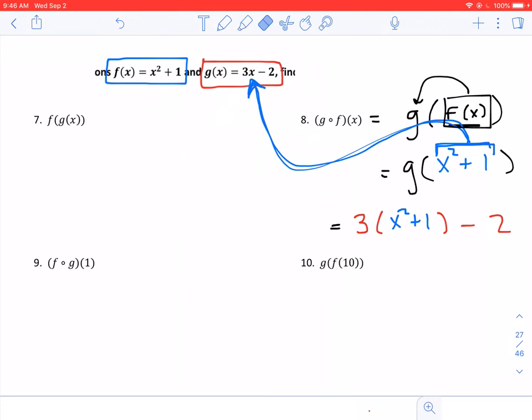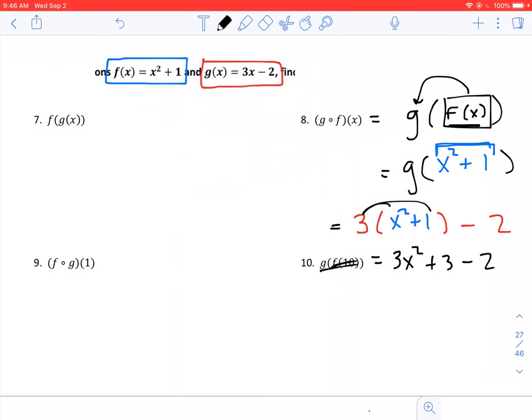Cool. So what do we get? Well, if we distribute, we're going to get 3x squared plus 3, not forgetting the minus 2. And then as a final answer, 3x squared. 3 minus 2 is minus 1. No, it's not. It's plus 1. Silly. 3x squared plus 1. Awesome.